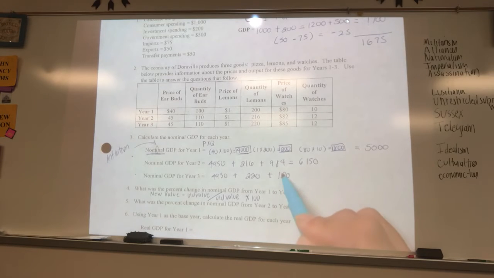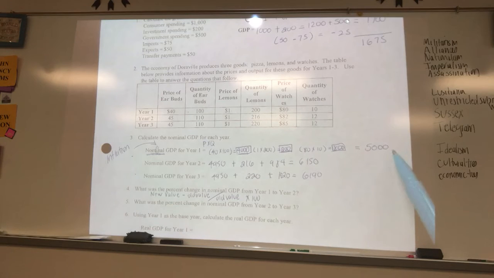1,020. Oh, there we go. So that gives you 6,190. Okay, so we got by year what's going on, right? What do we see generally happening with the prices? It's increasing, but what we need to figure out is what percent change in the nominal happened year to year.